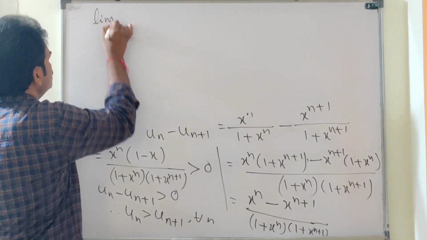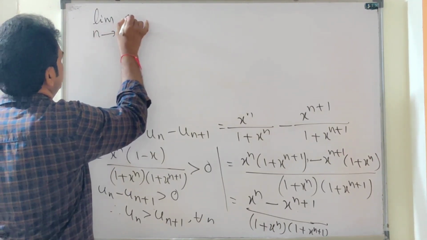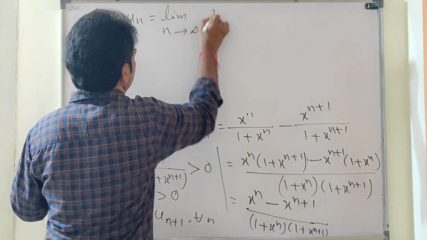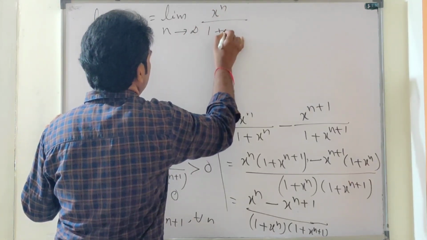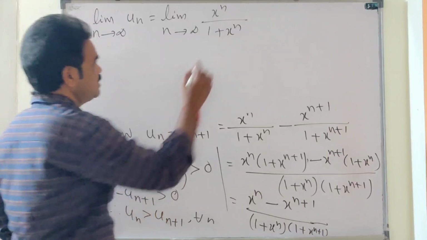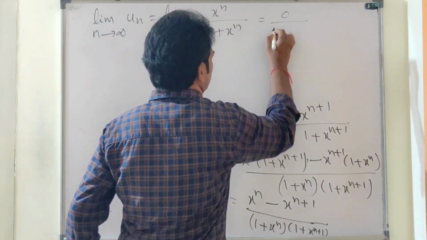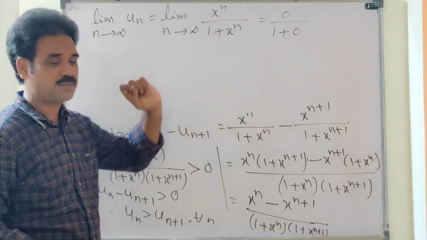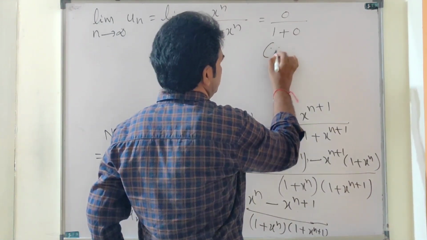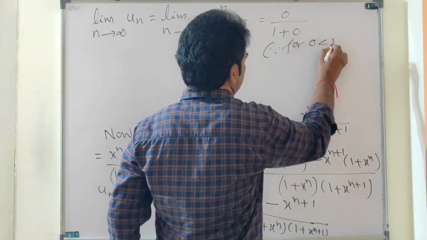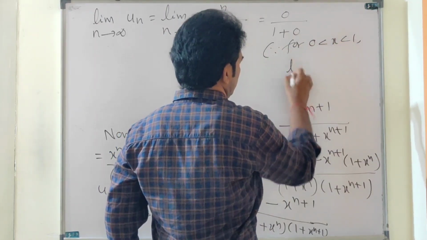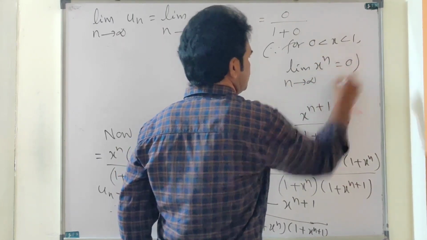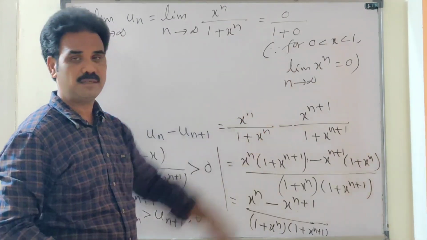Now, limit n tends to infinity un, that is limit n tends to infinity, that un is x power n by 1 plus x power n. Okay, this is equal to 0 by 1 plus 0. Since as n tends to infinity, x power n tends to 0. Since for 0 less than x less than 1, we have limit x power n as n tends to infinity is 0.